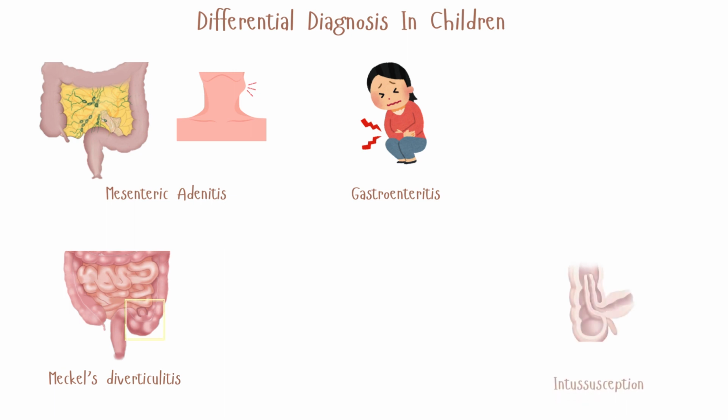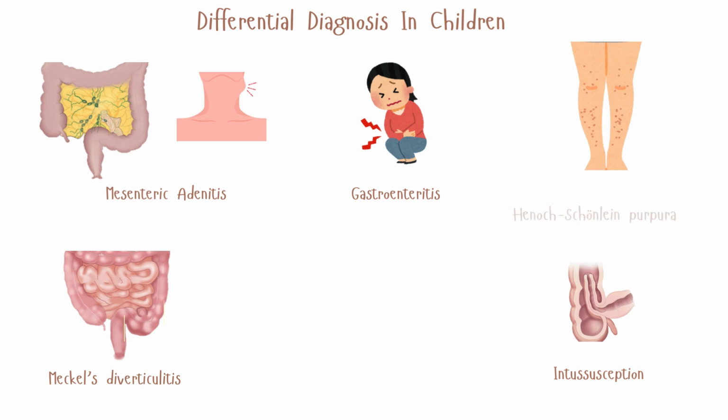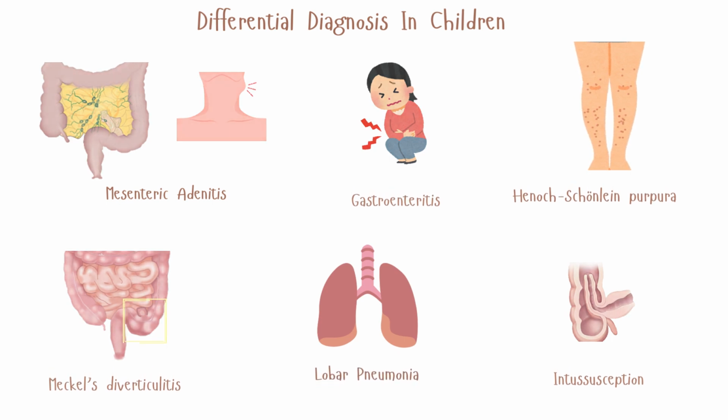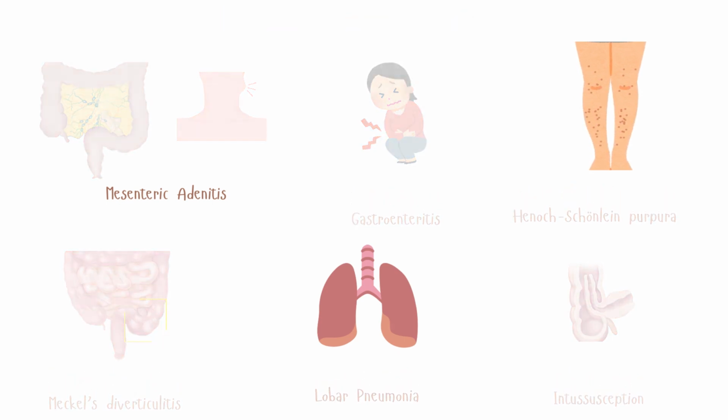Suspect intussusception when a mass is palpable in the right lower quadrant and the age is less than 2 years, as appendicitis is rare in this age. Henoch-Schönlein purpura is often preceded by a sore throat or respiratory infection, with an ecchymotic rash typically affecting extensor surfaces of the limbs. Lobar pneumonia, the right base may give rise to right-sided abdominal pain and mimic appendicitis.